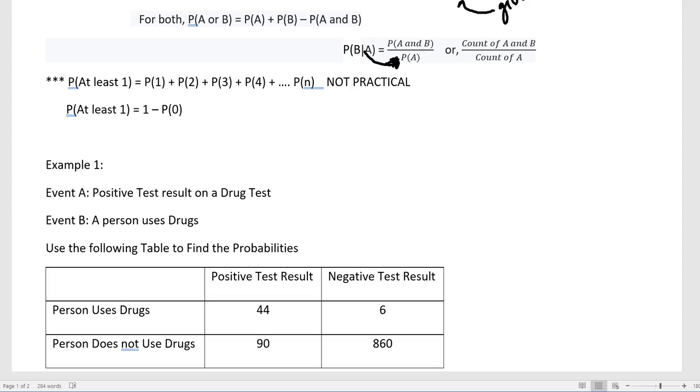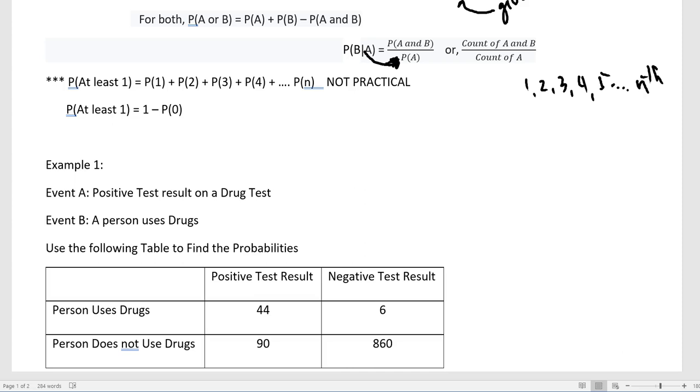This is not practical, especially if I'm dealing with something with like 100 trials and I want to know the probability of at least 1. I don't want to add all the probabilities from 1 to 100. We will actually learn how to do that mathematically in the next chapter, so don't stress out about it, okay? But one other option is going, well, wait a second, isn't at least 1 basically saying, if I'm doing 1 or 2 or 3 or 4 or 5 or all the way to the nth trial, the only thing we're leaving out is 0, right?